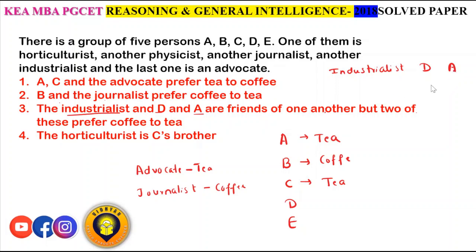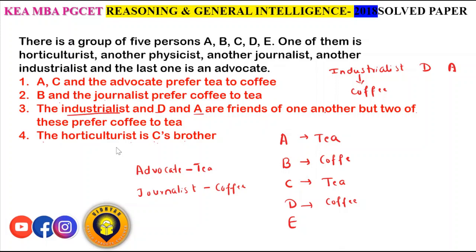And you already know A prefers tea, right? So that means obviously D prefers coffee, and the industrialist also prefers coffee. Then the horticulturist is C's brother, which means what? C is not a horticulturist. This is confirmed. C is not a horticulturist.